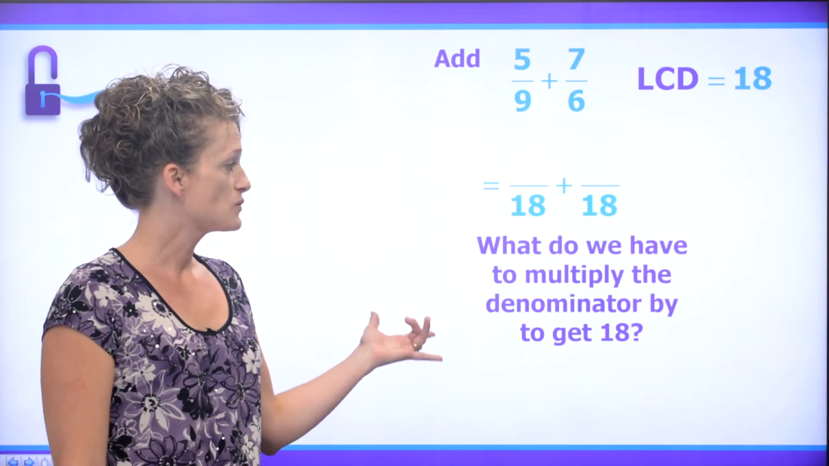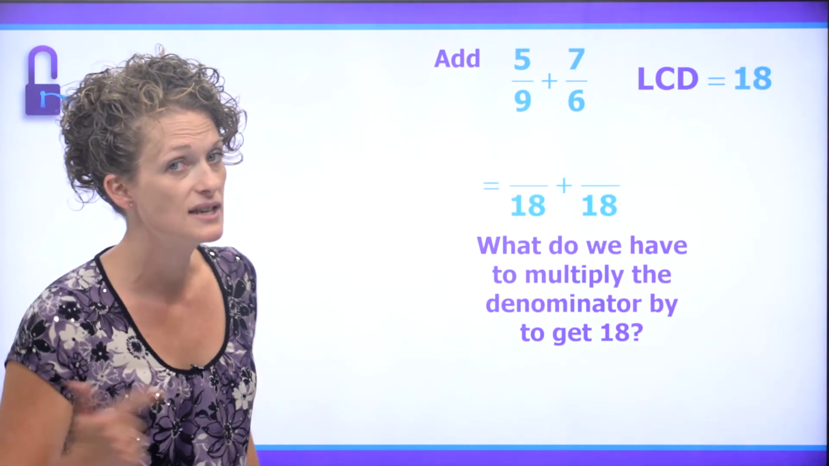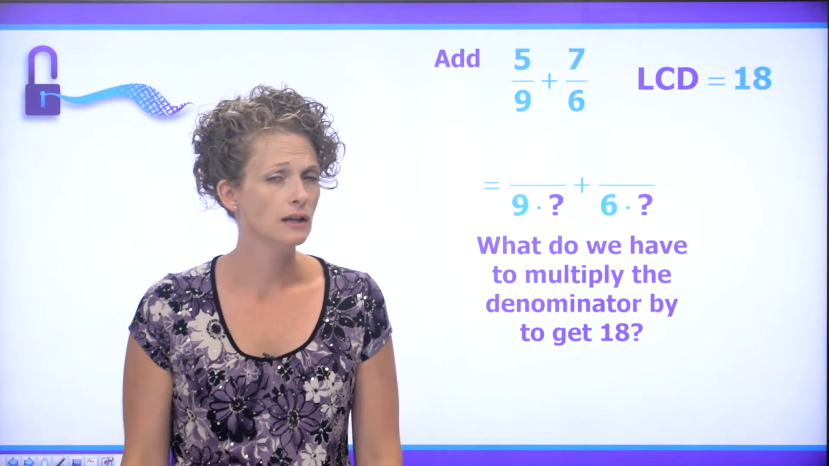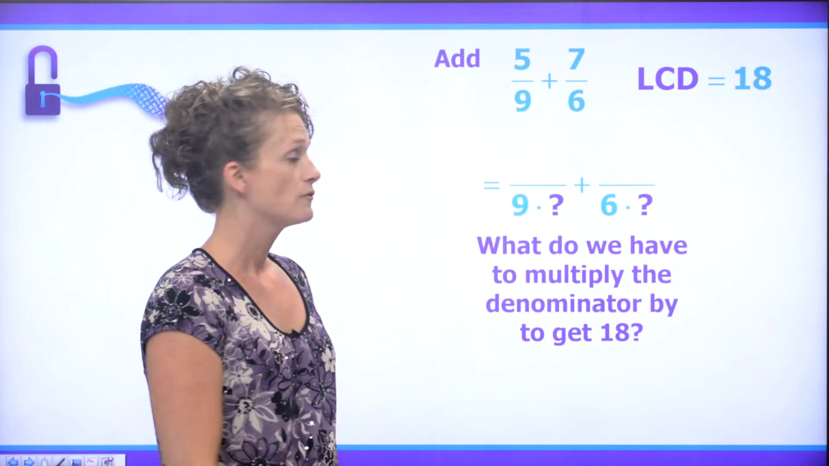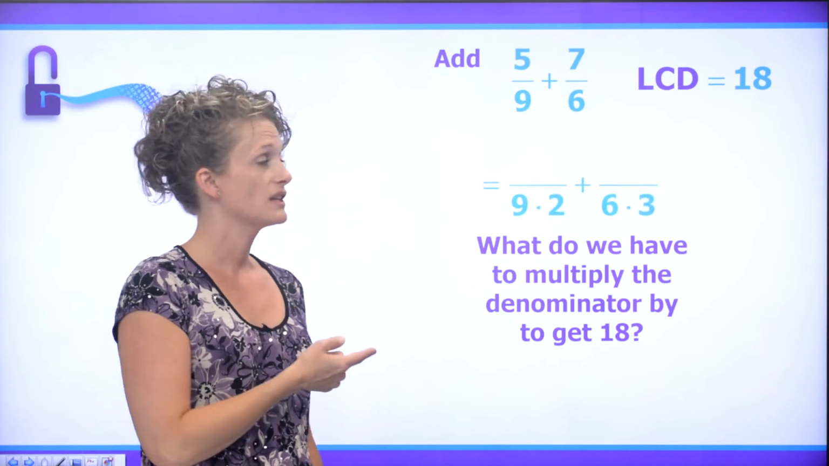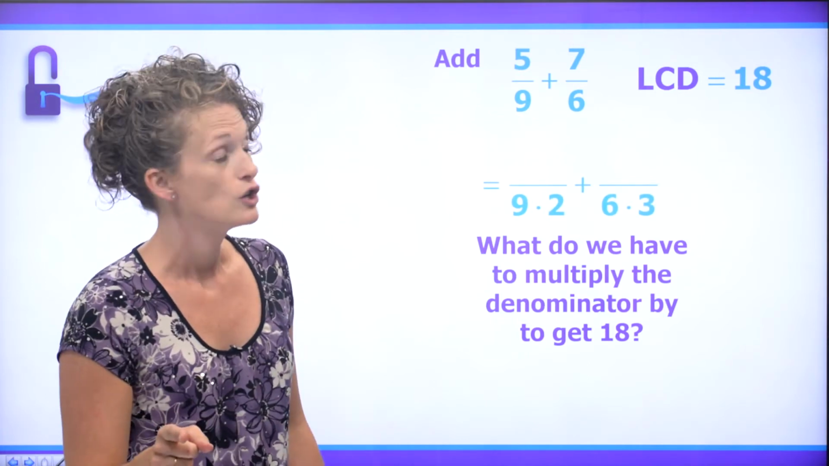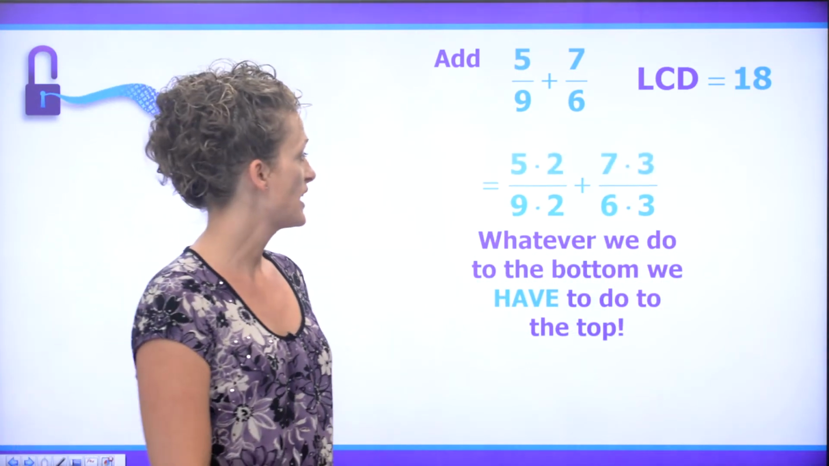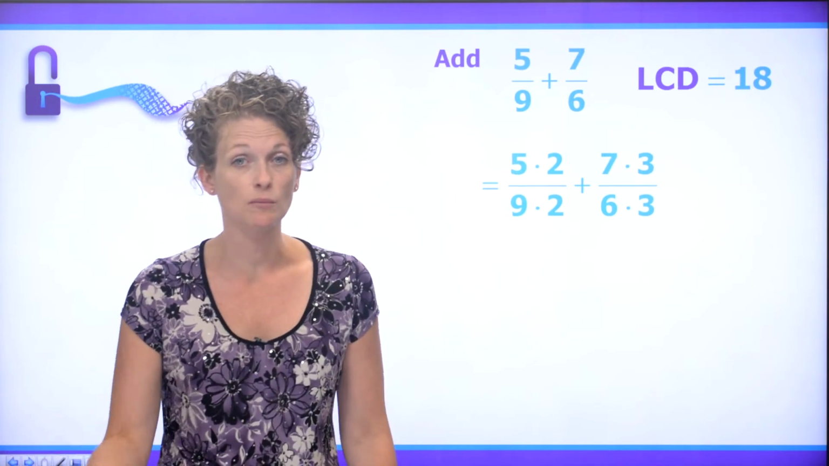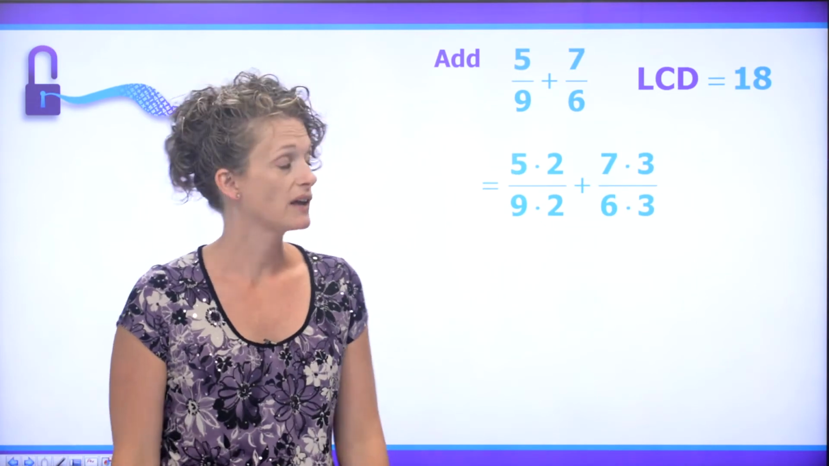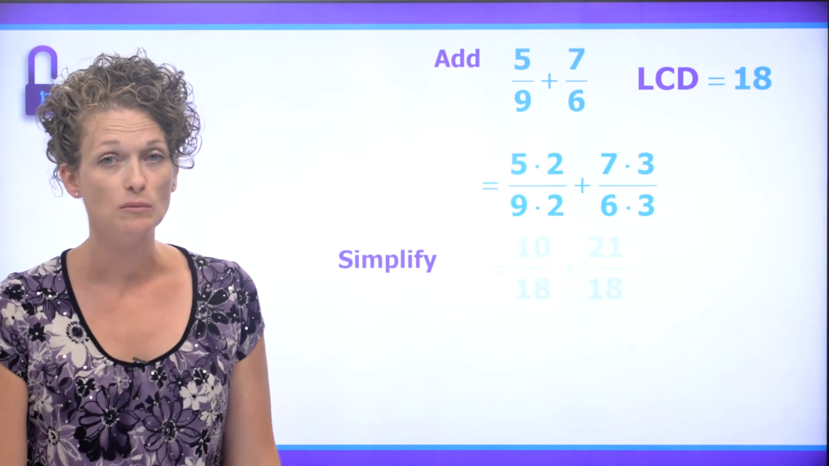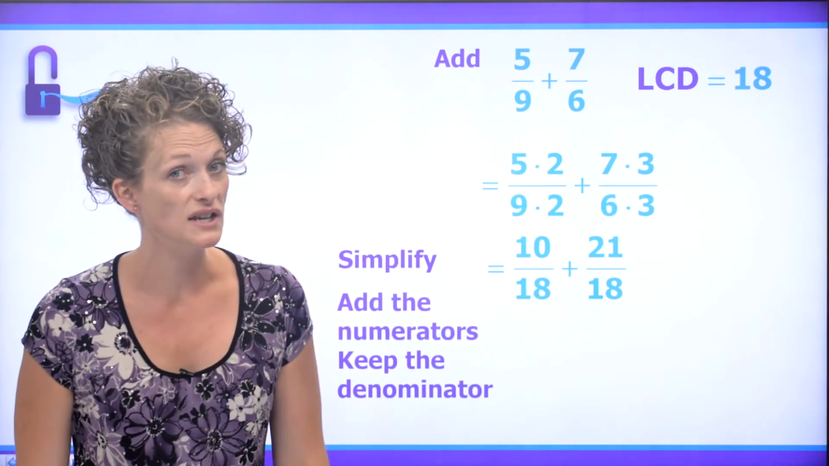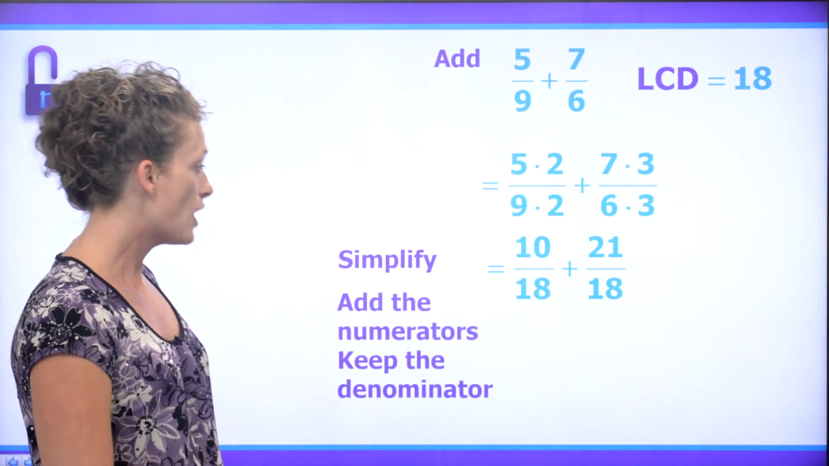So the question is, what do we have to multiply the denominator by to get 18? Well, that means 9 times what gives me 18? And 6 times what gives me 18? From our multiplication tables, we know that it's 9 times 2 and 6 times 3. So whatever you do to the bottom, you have to do to the top. So we have to multiply each of the numerators by the same number that we multiplied the denominators by. And then we're going to simplify by doing that multiplication. 5 times 2 is 10 and 7 times 3 is 21. They're both over 18. And now we have a common denominator.